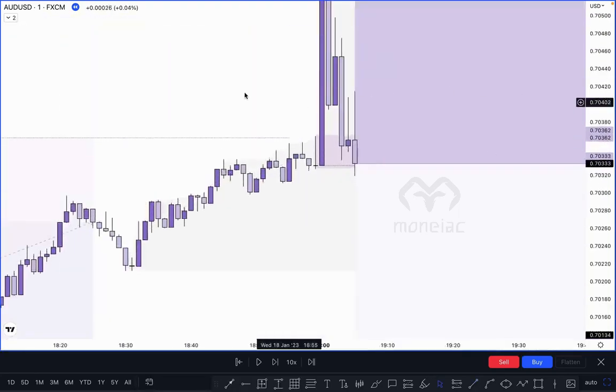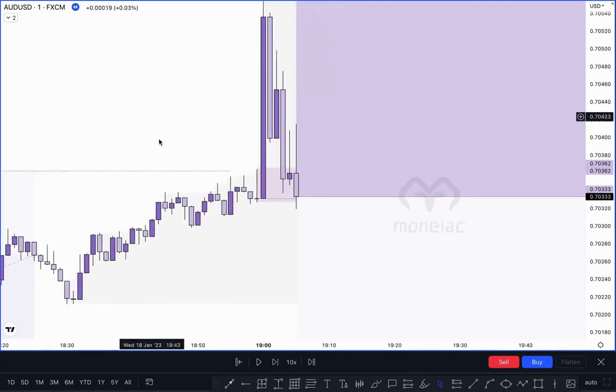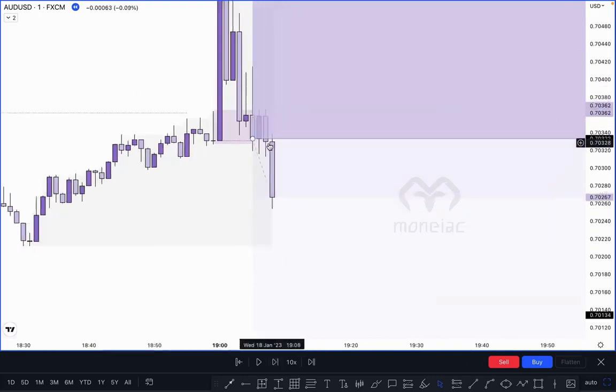So what happened here is you have to wait for a candle close before the sell, because this candle has taken out the previous liquidity. So let's see what happened next. Okay, there is no confirmation yet. Okay, so finally, price closed below it.